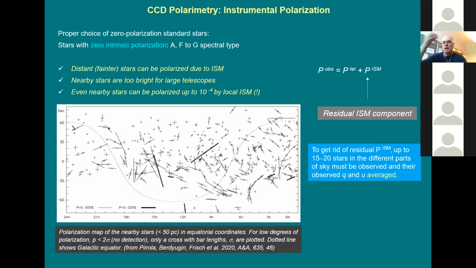Thus, as we think, the best way to get rid of this residual interstellar polarization component is to measure quite many, 15 to 20 stars in different parts of the sky and average their Stokes Q and U parameters to get the value of the telescope polarization. By doing so, this residual ISM component should be cancelled. We are following this approach, and this way we can measure the telescope polarization with our Dipol-2 with accuracy of a few parts per million.